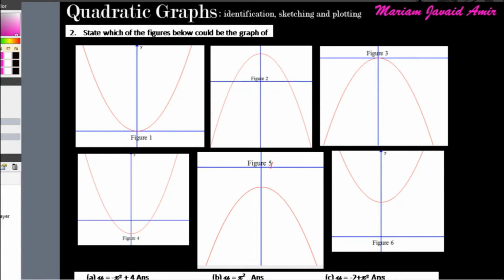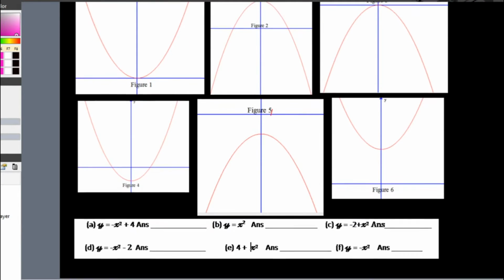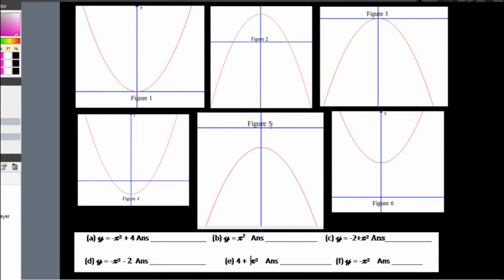State which of the figures below could be the graph of part A, y is equals to minus x square plus 4. So minus x square means the graph will be in inverted U shape, and plus 4 means it will be cutting the y-axis at 4. So this will be figure number 2.